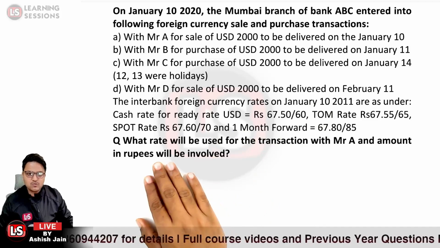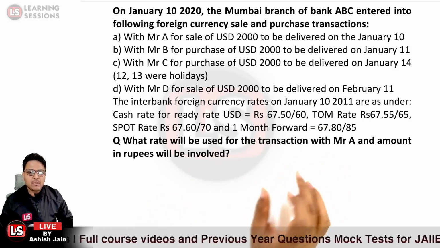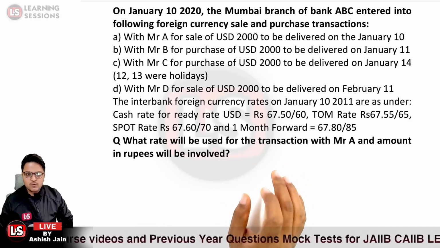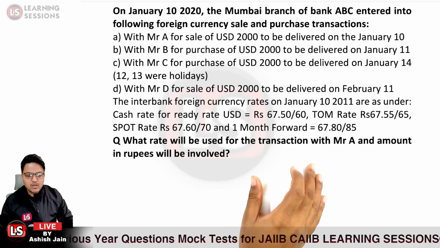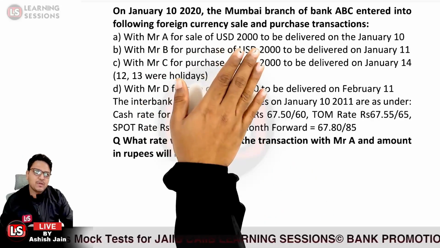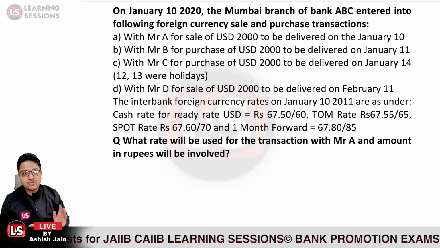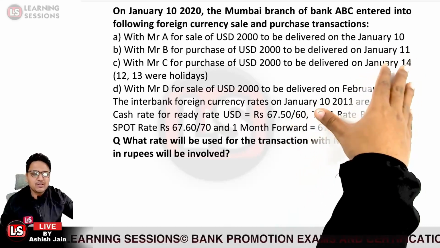Okay, the first question says: what rate will be used for the transaction with Mr. A and what amount in rupees will be involved? So first of all, we need to tell what rate will be used for the transaction with Mr. A. Now what is the scenario? It says with Mr. A for sale of USD 2000. Now the bank has sold USD 2000 to Mr. A, and those are to be delivered on 10th of January.